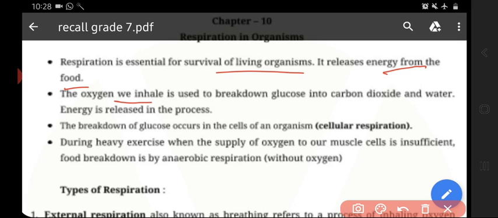The oxygen we inhale is used to break down glucose into carbon dioxide and water, and energy is released in this process. The breakdown of glucose occurs in the cells of an organism. This is called cellular respiration. Cellular means it happens in the cell.